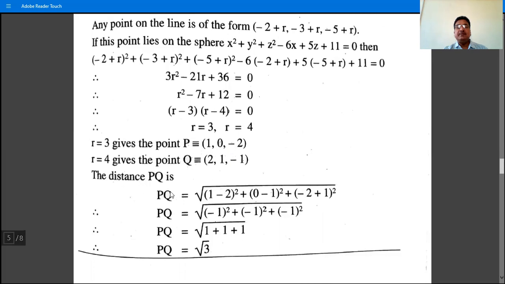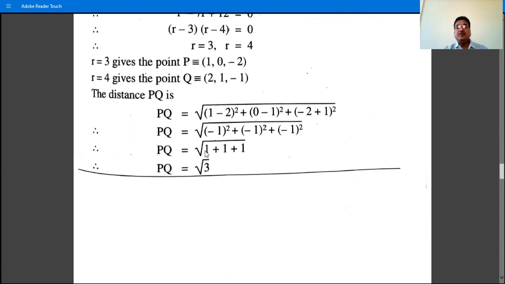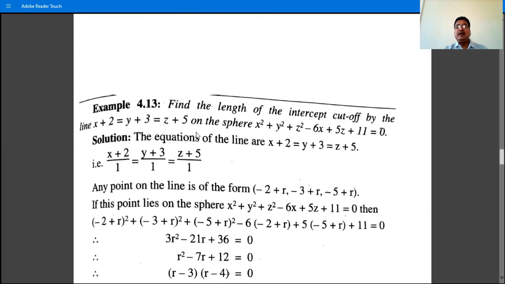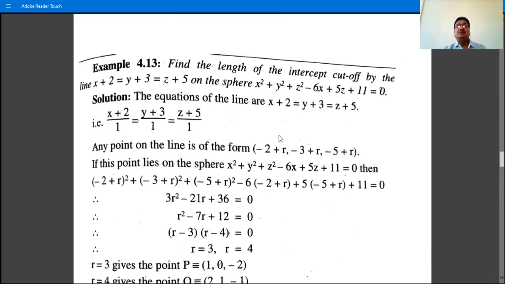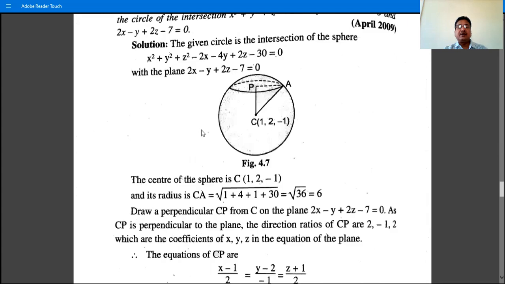Now the distance between PQ, by using distance formula, is root of (1 minus 2) bracket square, (0 minus 1) bracket square, and (minus 2 plus 1), minus 2 minus minus becomes plus 1, bracket square. So this is minus 1 square, minus 1 square, minus 1 square, that is 1 plus 1 plus 1, that is root 3. And so this is the final answer, that is the length of the intercept cut off by the line on the sphere, or the length of the intercept made by the line with the sphere.